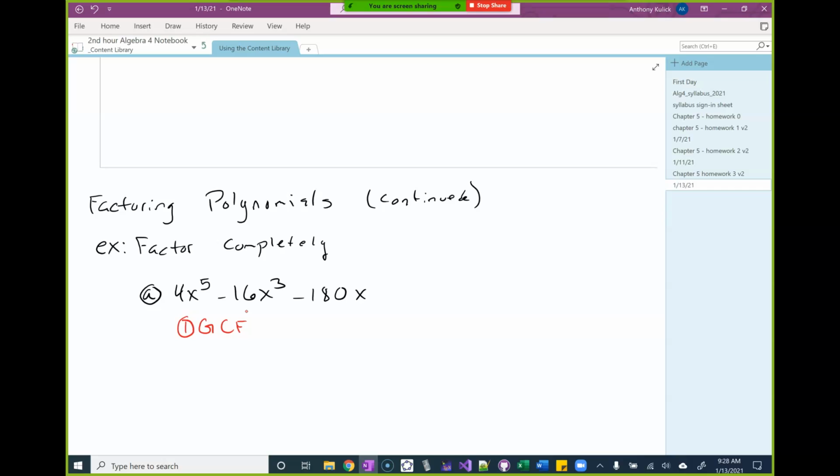What do you guys think? Okay, so 4 we can take out of the coefficient, right? Because 4 divides 4, it divides 16, it divides 180, but there's a little bit more. X also, right? If we look at the variables, the smallest exponent on our variable is 1. They all have at least an x. So I can take a 4x out, and that leaves me with x to the 4th minus 4x squared minus 45.